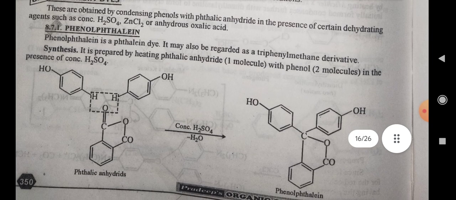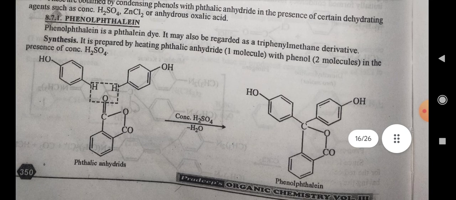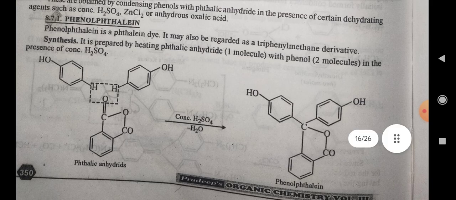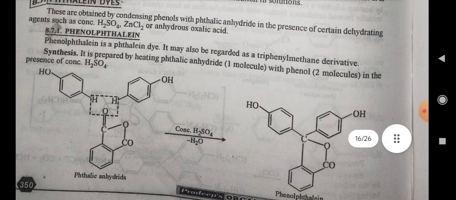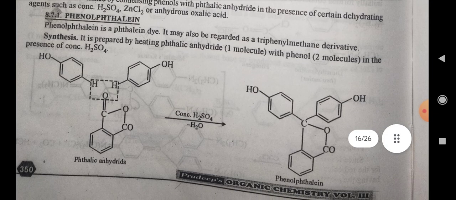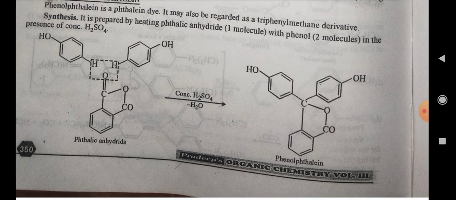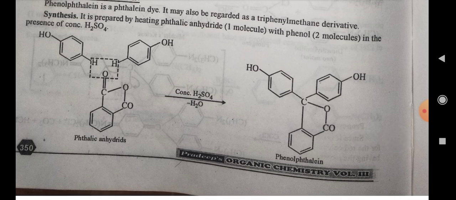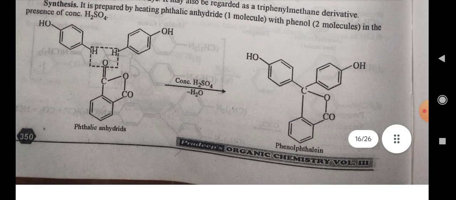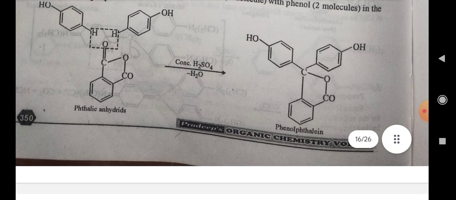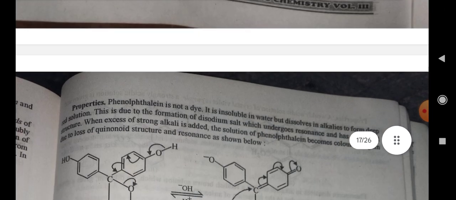Phthalein dyes. These are obtained by condensing phenol with phthalic anhydride in the presence of certain dehydrating agents such as concentrated H2SO4, ZnCl2, and anhydrous oxalic acid. Phenolphthalein is a phthalein dye. It may also be regarded as a triphenylmethane derivative. Synthesis: it is prepared by heating phthalic anhydride with phenol in the presence of concentrated H2SO4. Then phenolphthalein is formed as a product.